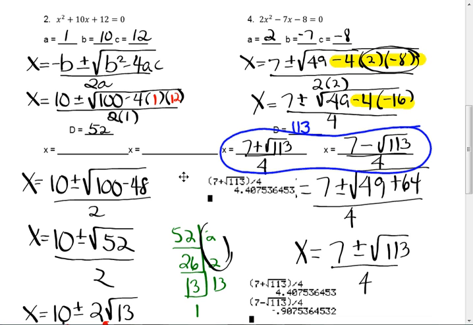Now, everything's on the board. You should have it all copied down. No, I'm not talking about that. No, I'm talking to him, not you. I'm not talking about this one. Yes, because this is wrong. It's -1 squared. It's +1. B squared is always positive.